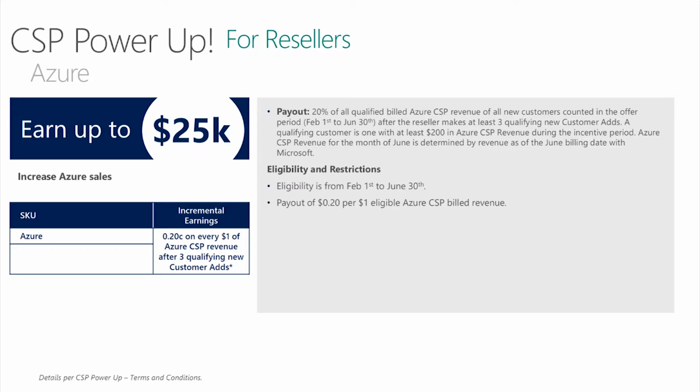It's very similar to the Office 365, so you have to have the minimum of 3 new customers. Once you get your 3 new customers who have been billed $200 or more, everything after that counts as cashback. And again, it's 20% of everything that you sell, back into your bank, cold hard cash.